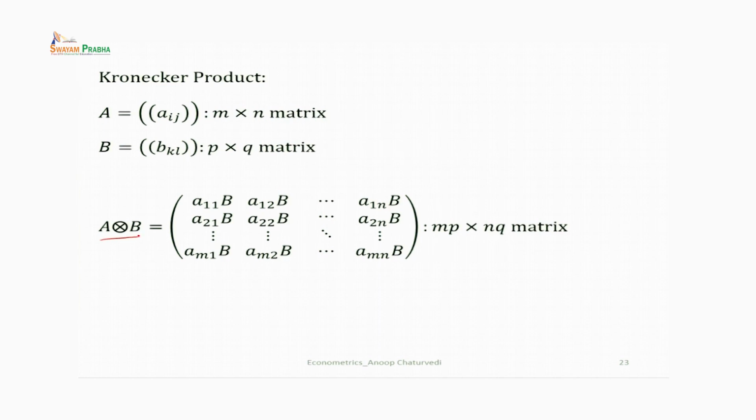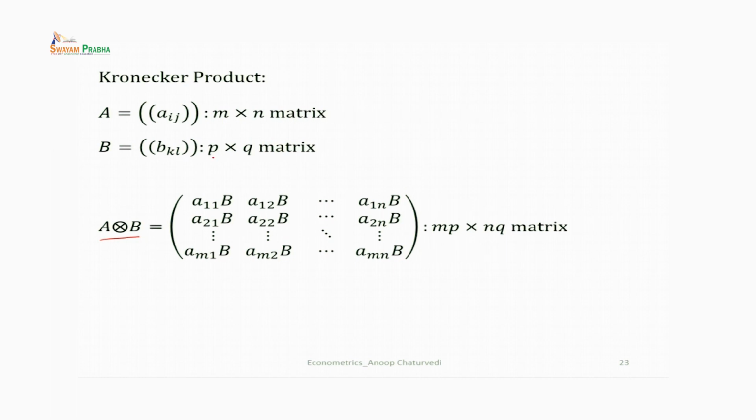Then we define A Kronecker product B as a_11 B. So, we take the first element of A, we multiply it by the matrix B, or you can say we multiply each element of B by a_11. Then we take a_12 B and so on up to a_1n B, and so on a_m1 B, a_m2 B, and so on a_mn B. So, ultimately you obtain a matrix of order Mp cross Nq.